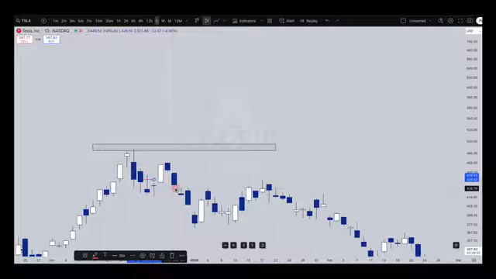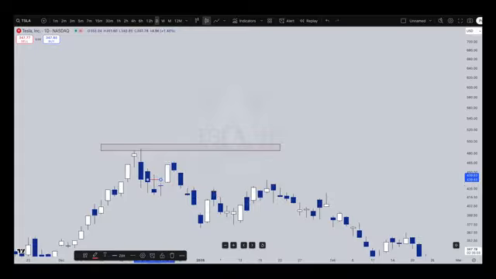And then the other entry you can have is you can decide to wait for price to return to the order block, and here price returns to this order block low, the low of 457.51, and you can sell that.